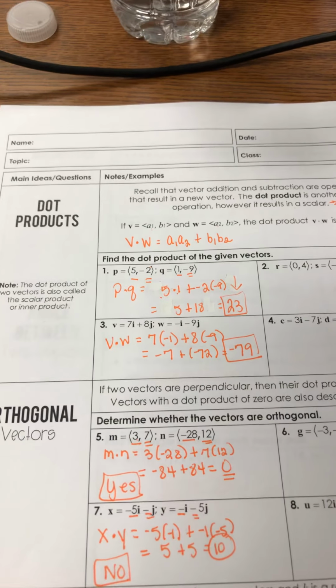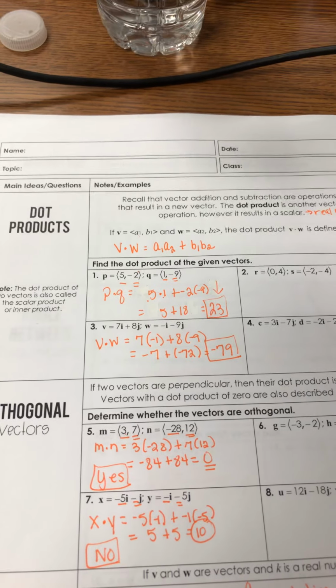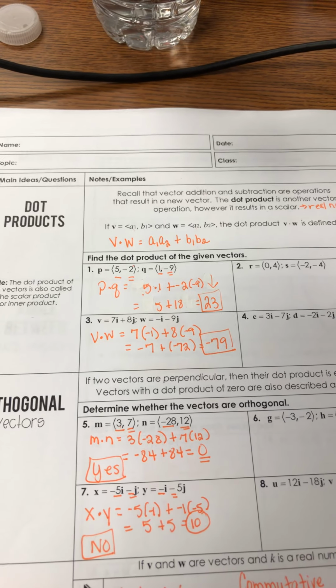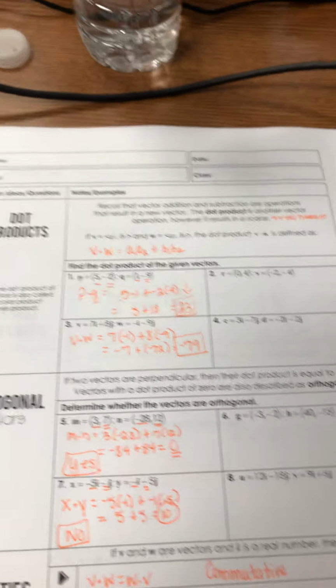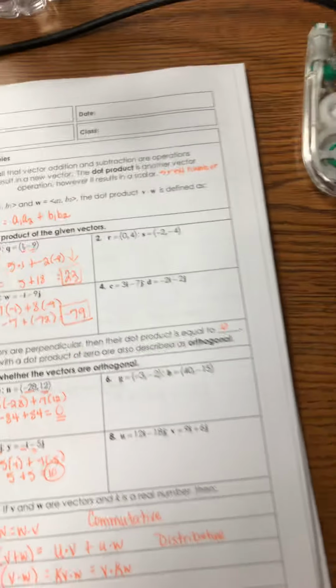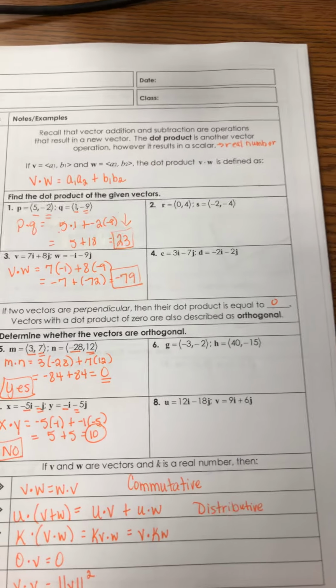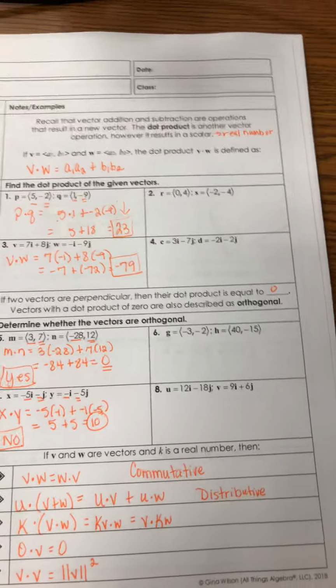All right, today we're going to talk about dot products. Dot products are found in your textbook in section 9.5. The important thing to remember about a dot product is when you multiply two vectors together, that's called your dot product, you will not get a vector.